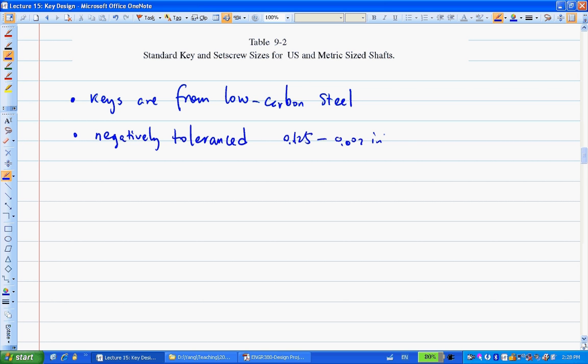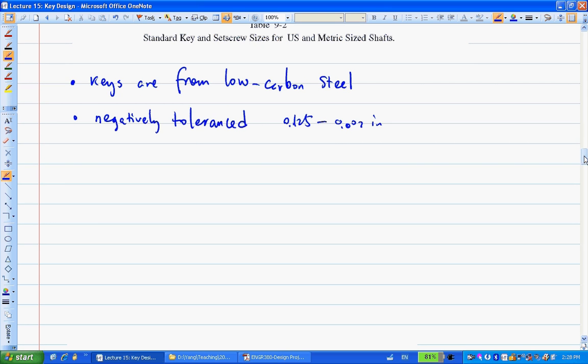So this is critical, because when it's a tight fit, you could have potential problems, right? And you don't want to cause any damage before it's being used. All right, so that's the part of the key here.